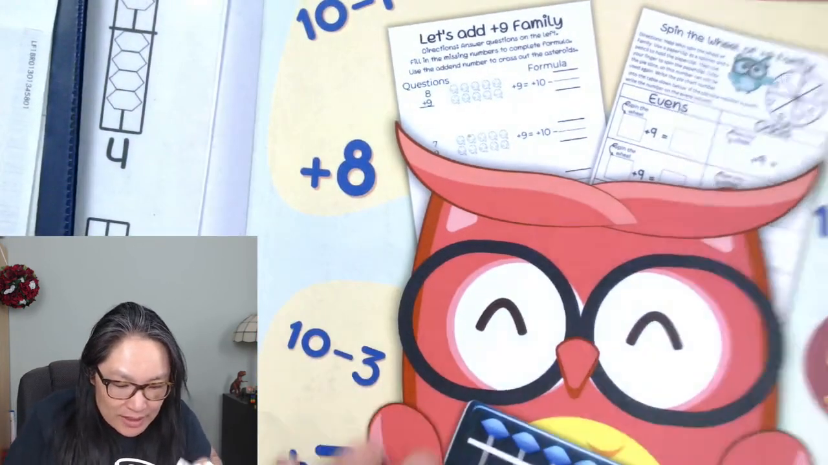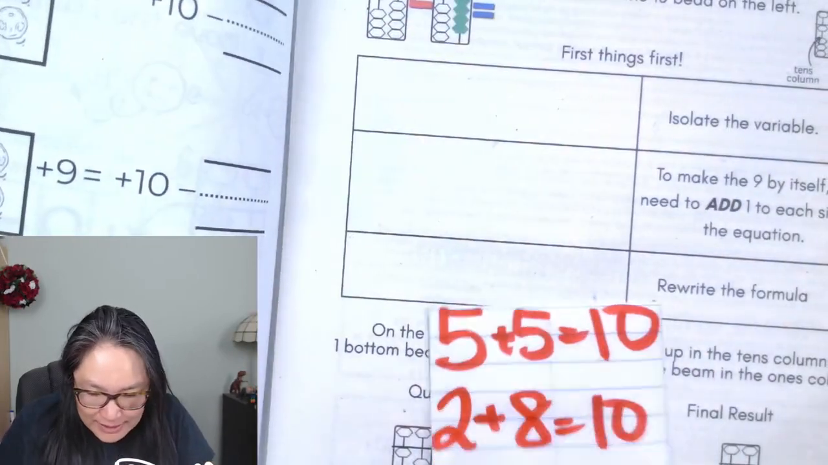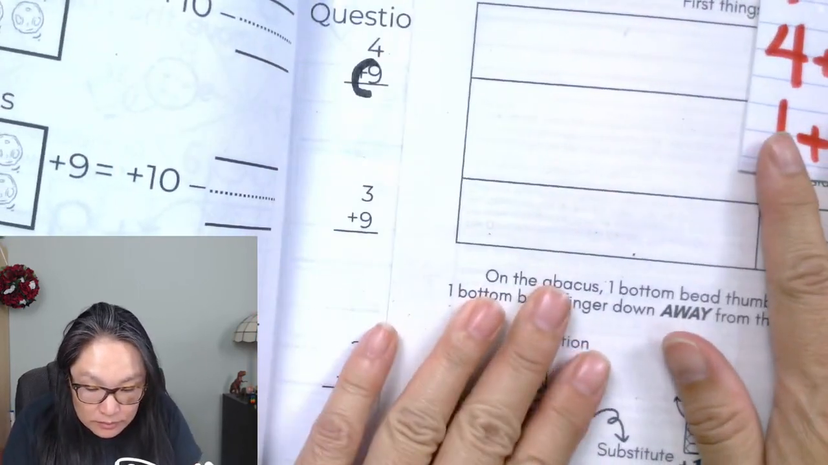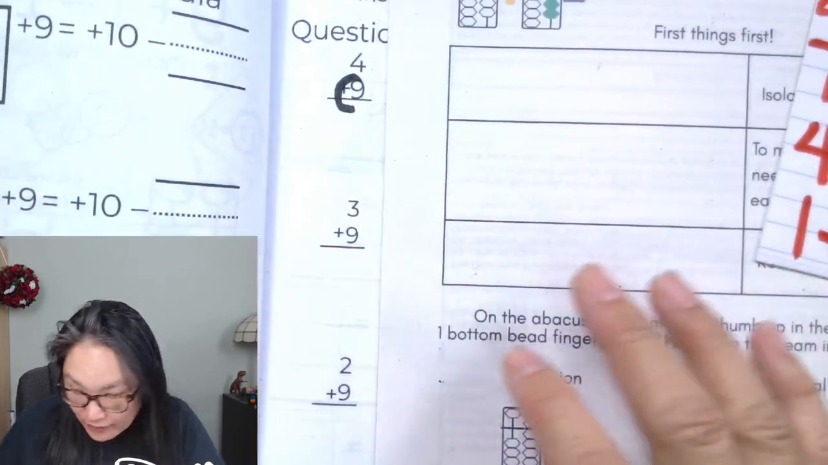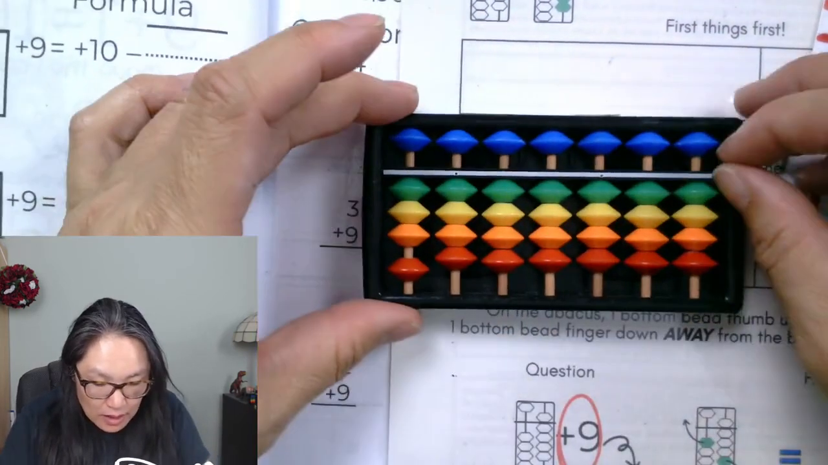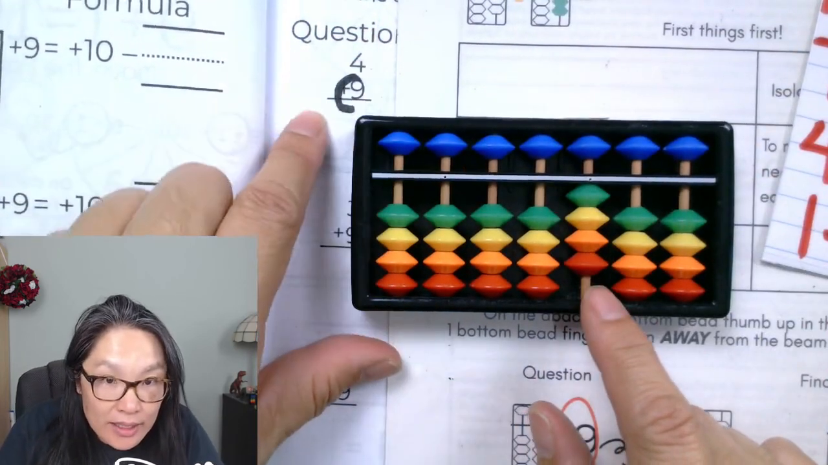So what's going to happen is, let's do 9. Well, 9 is the same. That's subtraction. We do addition. My question is what is 4 plus 9? So if I add the 4 on my abacus, I want to add the 9. I cannot add the 9. So what are we going to do?